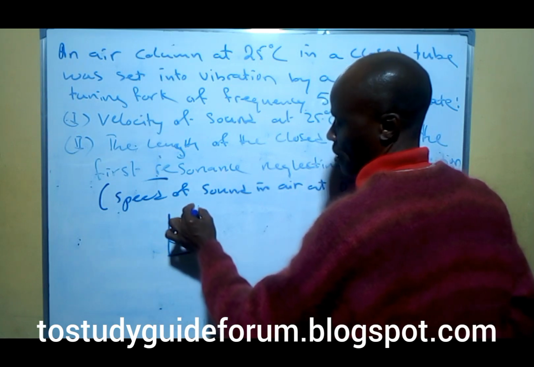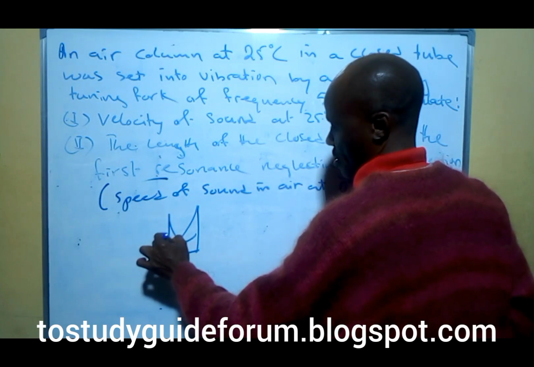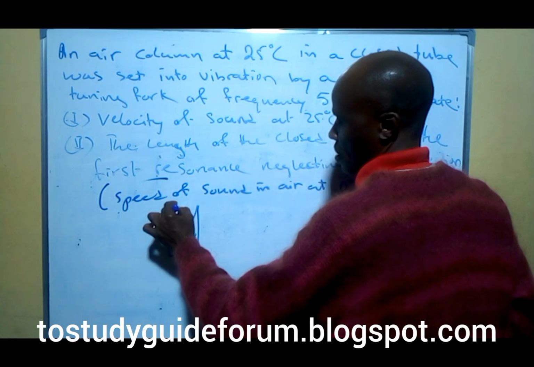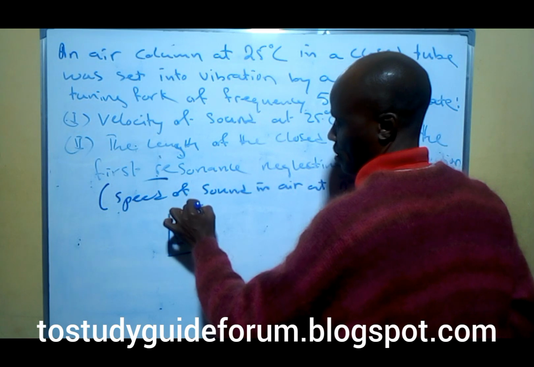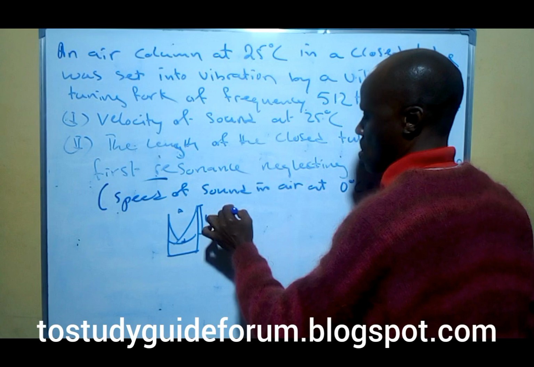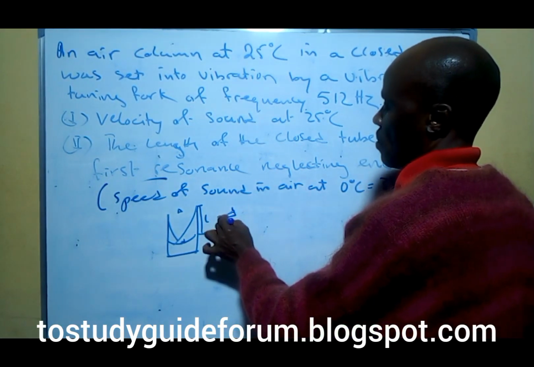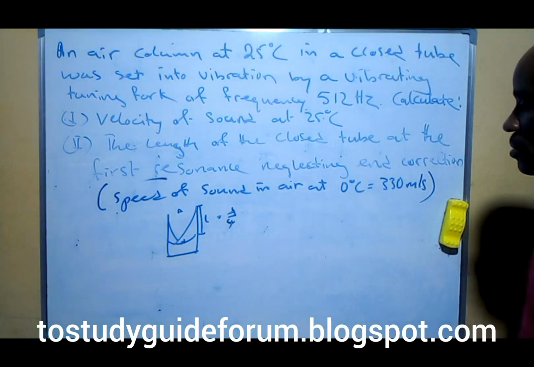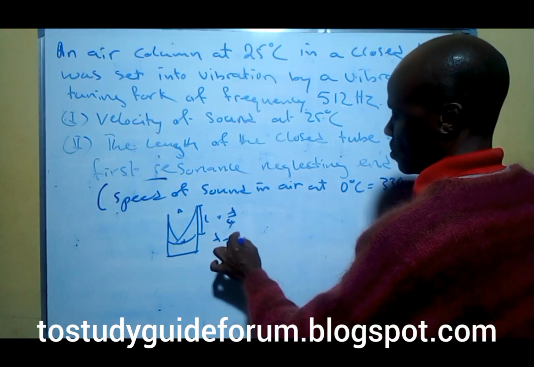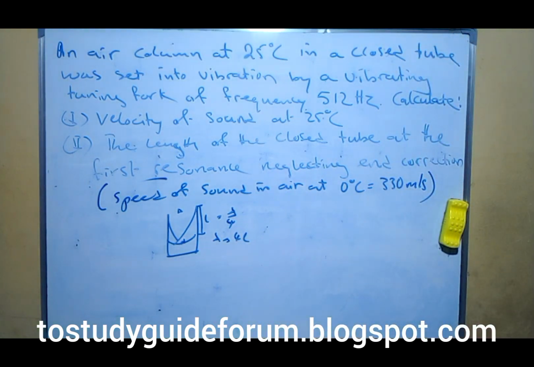the closed pipe to be like this. Here we have lambda. This is the length, which is equal to lambda over 4. So meaning that lambda is equal to 4 times L. So to calculate this, we're going to do this first.